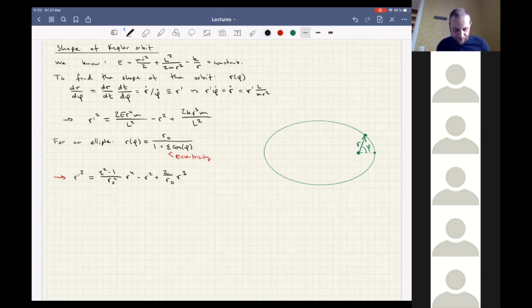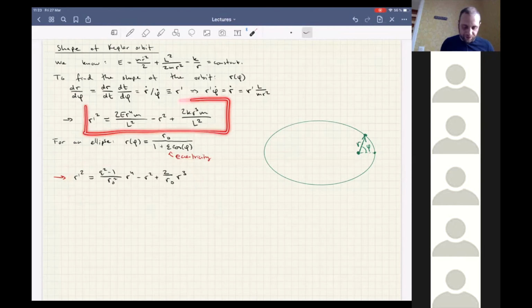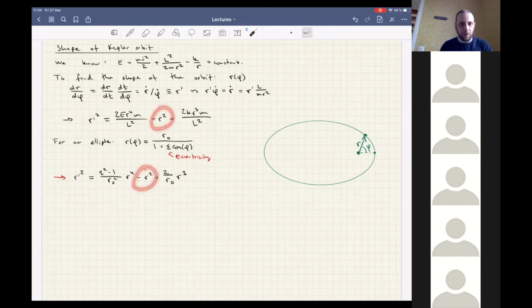However, if you take a look at this expression for r prime squared, then you take a look at this expression that we had for the Kepler potential, you will see that we have a minus r squared term in both of them. We have an r to the 4th term in both of them. And we have an r to the cube term in both of them. So this is essentially the same equation.